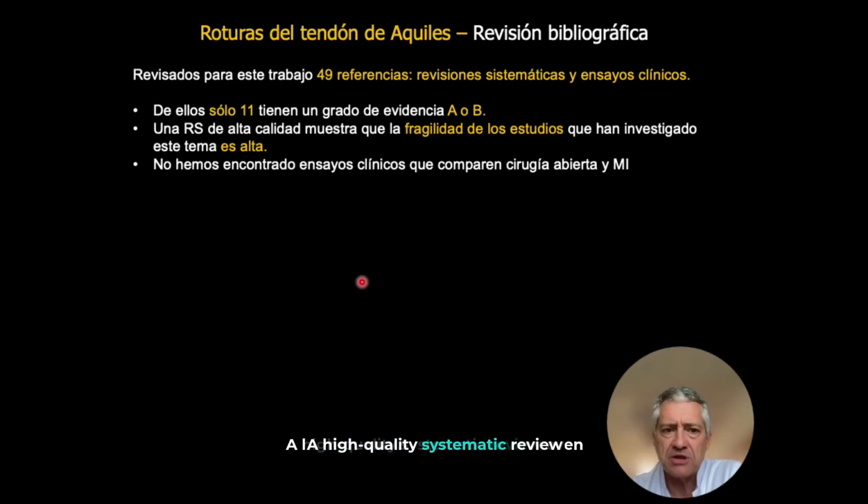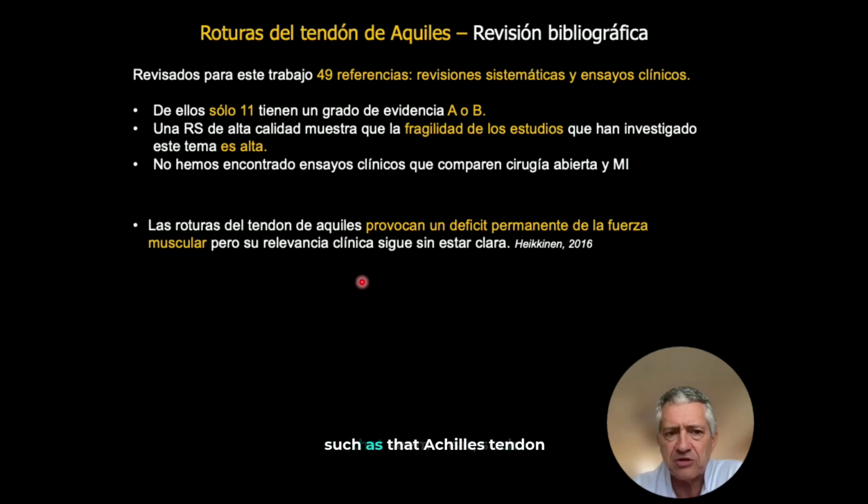A high-quality systematic review even shows that the fragility of the studies that have investigated this topic is very high, and furthermore, we have not yet found clinical trials that clearly compare open surgery and minimally invasive surgery. There are some suggestions that seem clear, such as that Achilles tendon ruptures cause a permanent deficit in muscle strength in all treated injuries, although their clinical relevance is not yet very clearly defined.